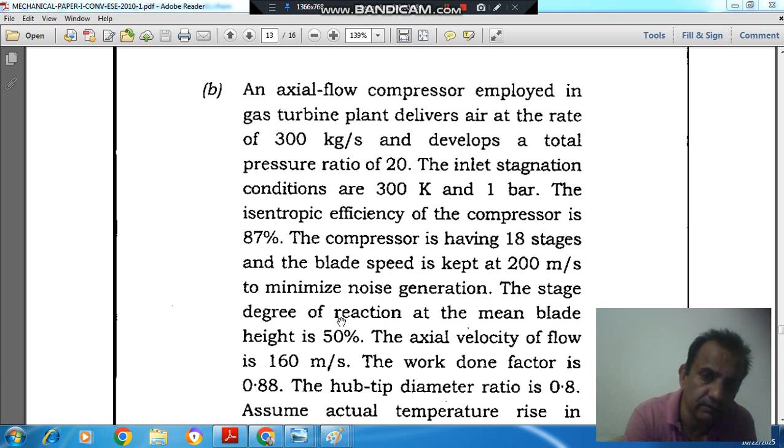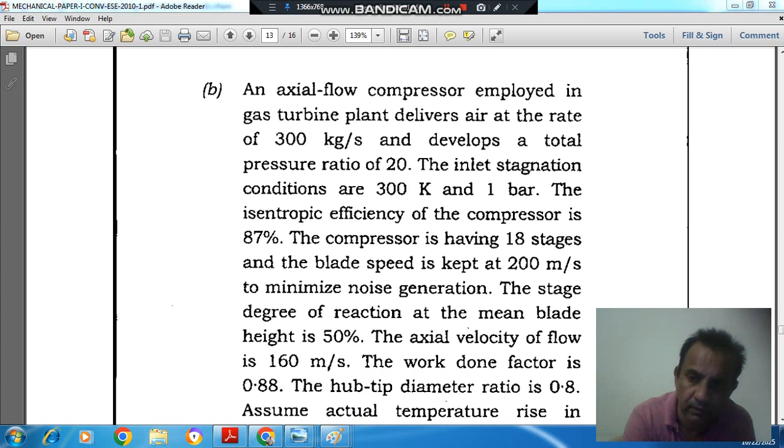The stage degree of reaction at the mean blade height is 50%. The axial velocity of flow is 160 meter per second. The work done factor is 0.88. The hub tip diameter ratio is 0.8.